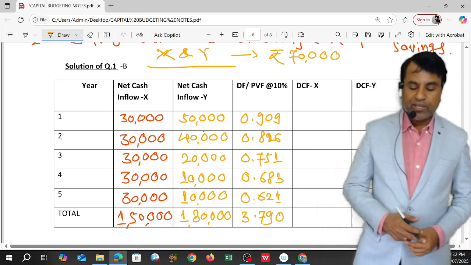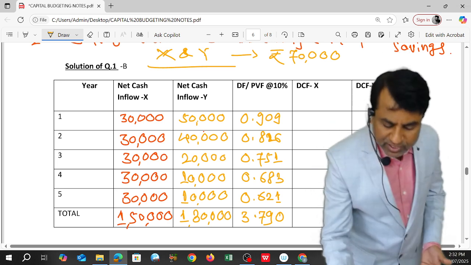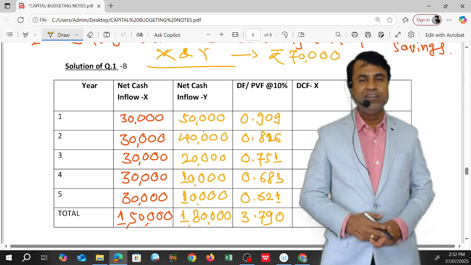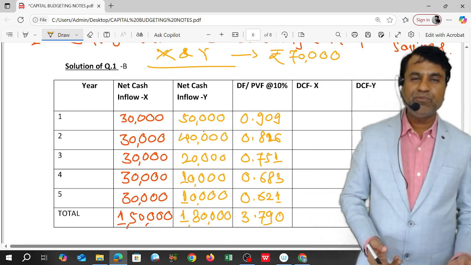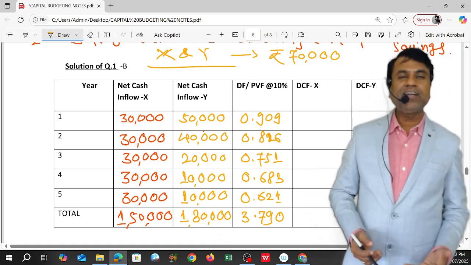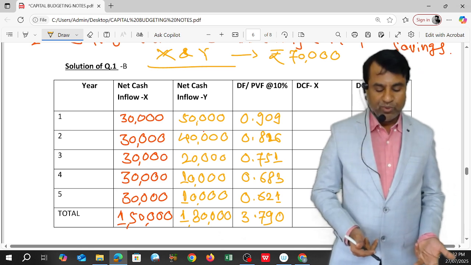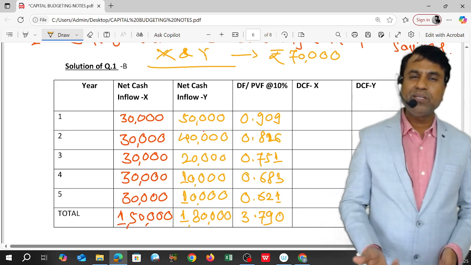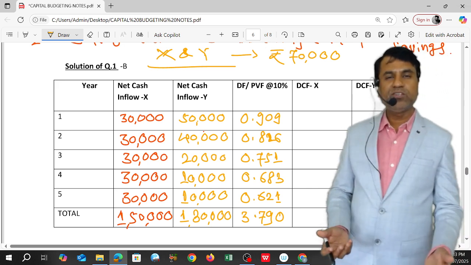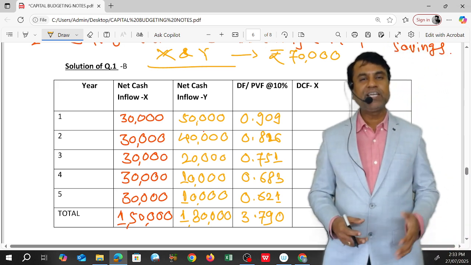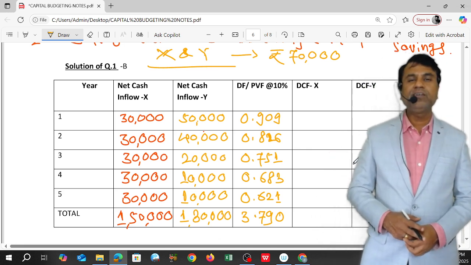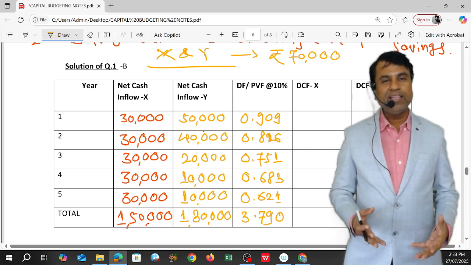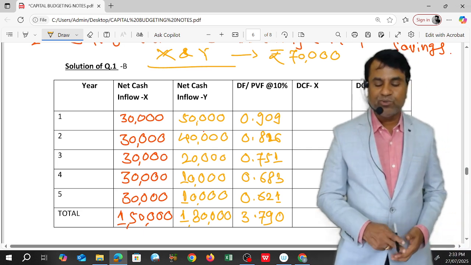Now for X as well, you can just multiply 30,000 into 0.909, and so on. This also can be done, but the annuity factor will save your time and effort. When annuity is given, better directly multiply 30,000 into 3.79. The answer will be one and the same. Let me show you both the methods. I just want to tell you that whenever cash inflows are annuity, you need not multiply it every year. Rather multiply it by the total, which is 3.79. But we are going to do both of them.